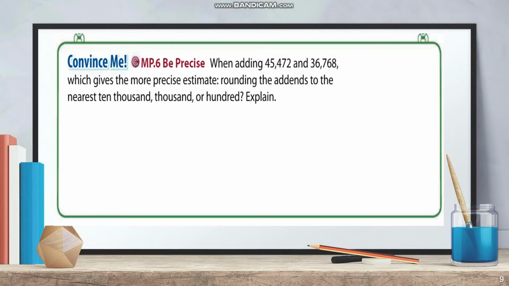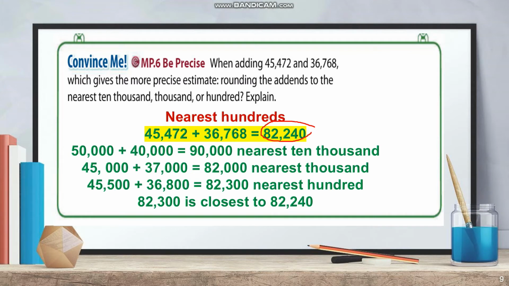When adding 45,472 and 36,768, which gives the more precise estimate: rounding the addends to the nearest 10,000, 1,000, or 100? In order to find out which gives the more precise estimate, we need to round to the following numbers. First, to the nearest 10,000. Where is 10,000? 4 and 3. So 4 is followed by 5. So 5 or more, add 1 more. So this becomes 50,000. 3 is followed by 6.